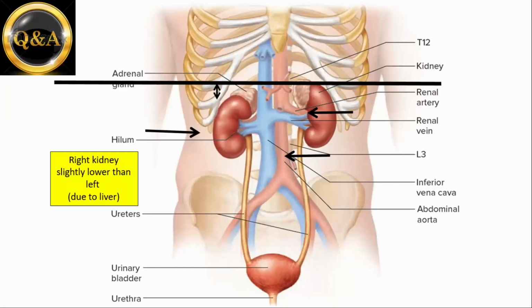Then we have the 2 ureters, right and left, in the posterior abdominal wall, and then they do what? They enter the pelvis and join the single urinary bladder, and the bladder will empty its contents through the urethra.